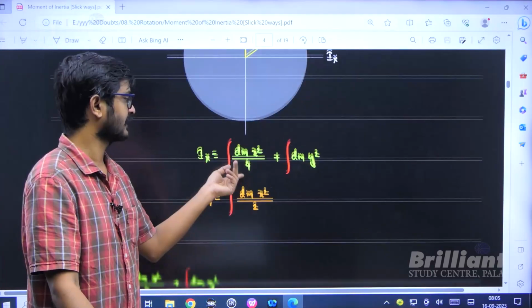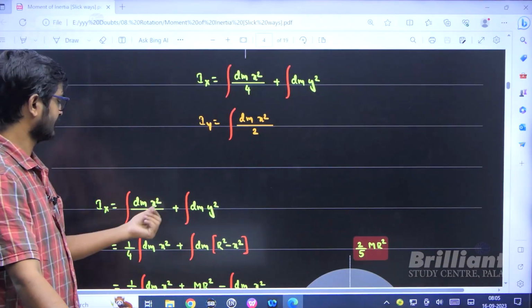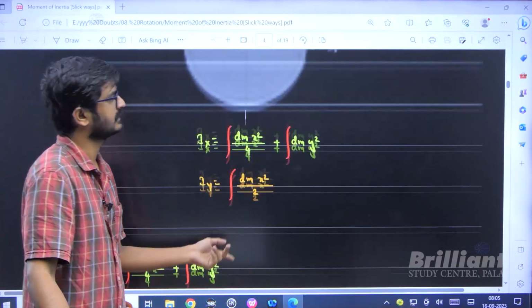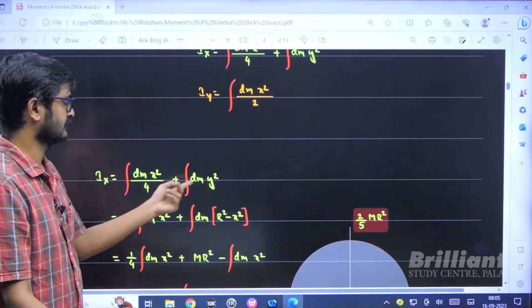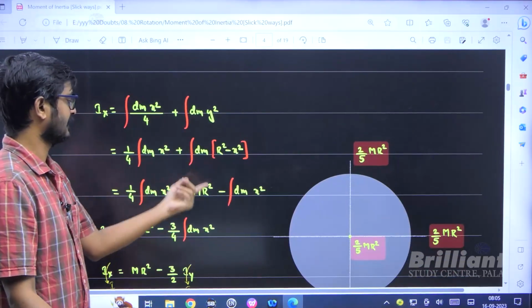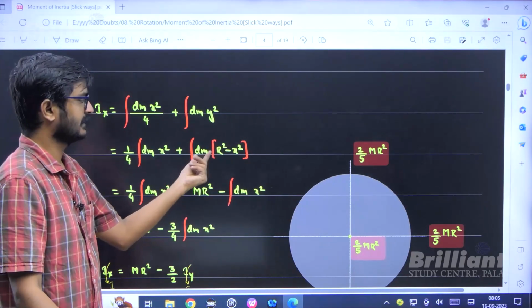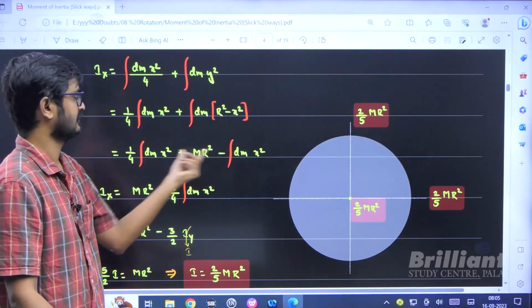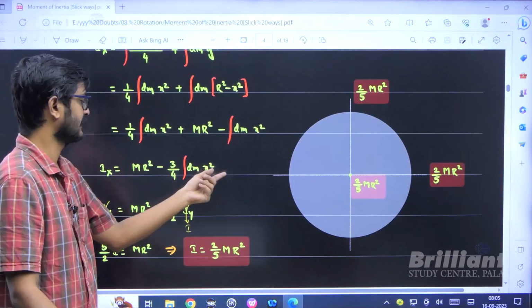So once you get this, again we will be going by the same thing. I am taking Ix, and x square I am writing as x square itself, y square I am converting into r square minus x square, right? Then I am expanding it, the integral of dm into r square turns out to be mr square, and then integral dm x square. Now this term and this term are similar things, right? So 1 by 4 minus 1, which is 3 by 4 into integral dm x square.